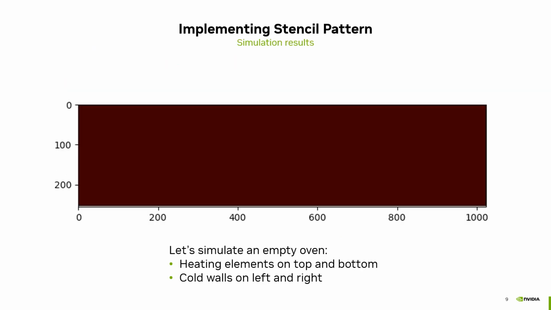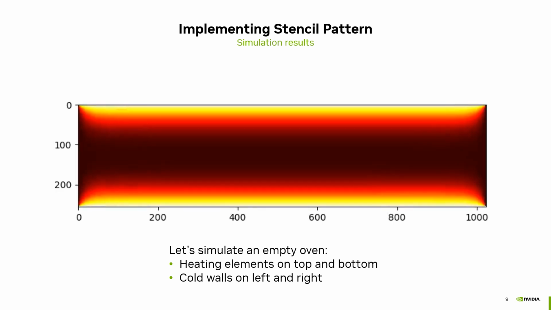We can start by initializing the entire grid to a low uniform temperature and then set some higher temperature values at the top and bottom boundaries. If we run our heat equation transformation with those initial conditions, we get results that look a bit like an empty oven heating from the top and bottom. Over time, you can see the heat spreading into the cooler regions, all according to the stencil computations we just set up.